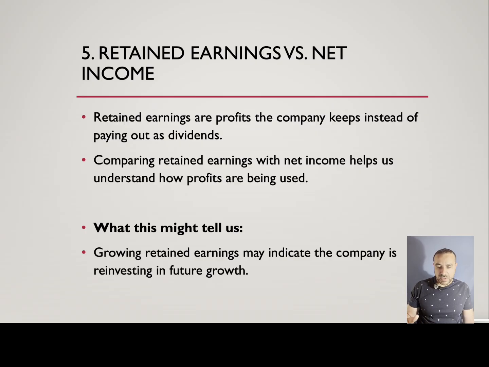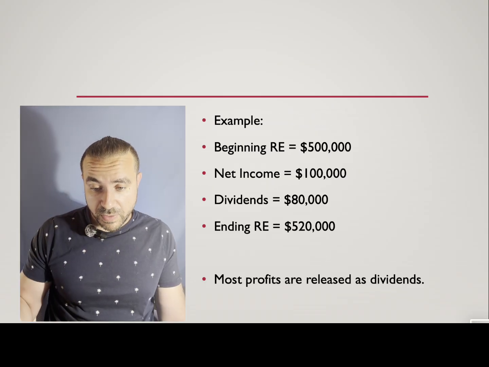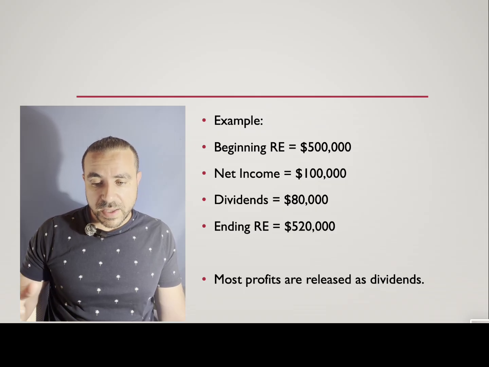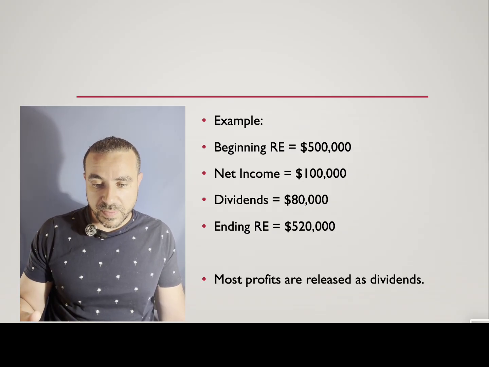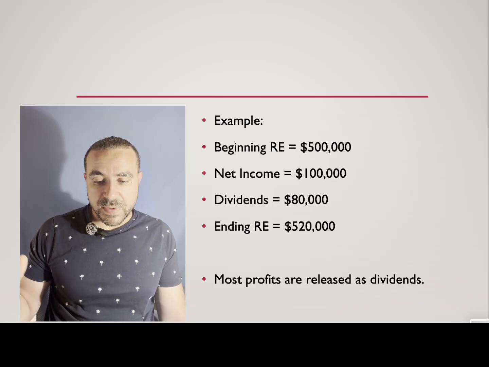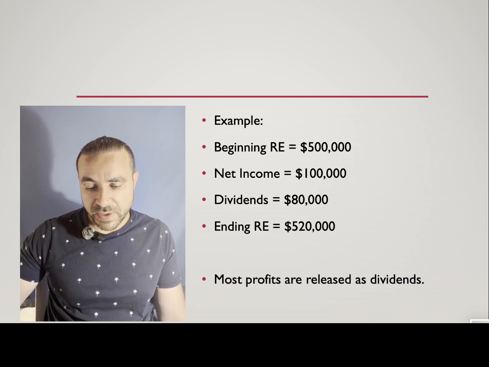Comparing retained earnings with net income helps us understand how profits are being used. Growing retained earnings may indicate that the company is reinvesting in future growth. A quick example here: if we found that the beginning retained earnings are 500,000 and the net income is 100K, which will go to retained earnings at the end of the year. From this 100K, the company pays 80 as dividends, so the ending retained earnings will be 520. It means that most of the profit goes to the shareholders as dividends at the end of the year.